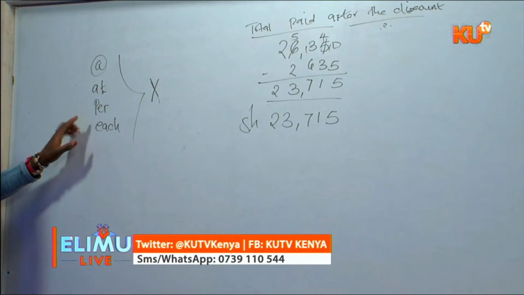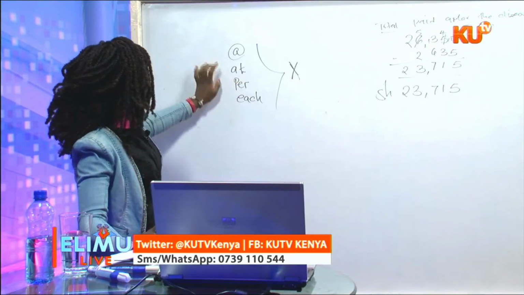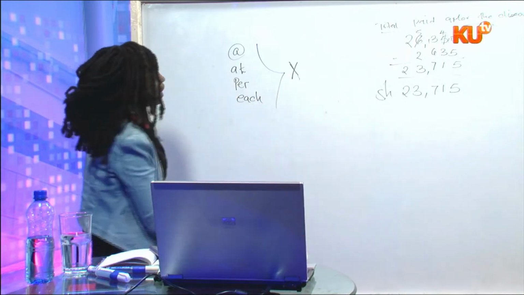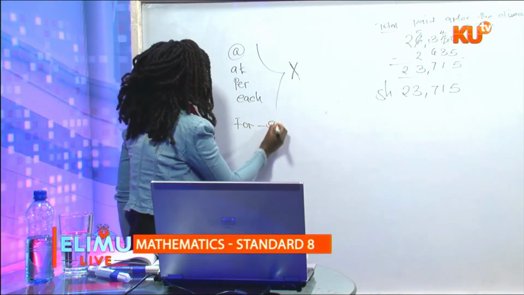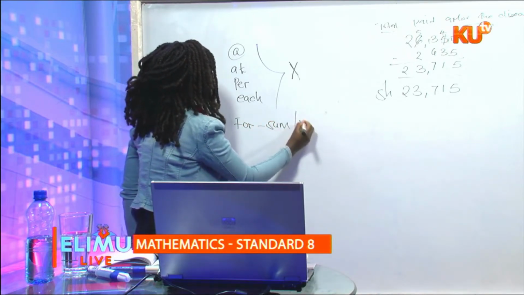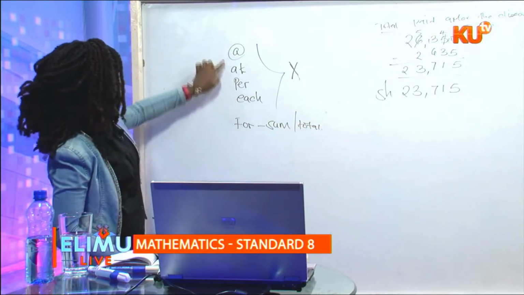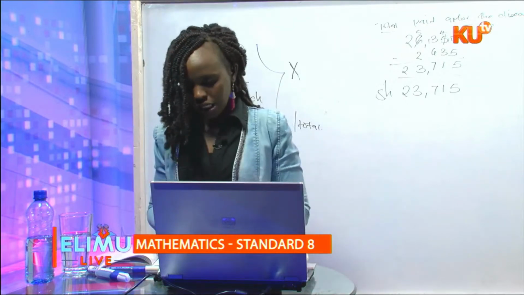The cost of one item. So that means you take the total amount of items and you multiply. So these signs, at, per, and each, they all mean you multiply. Apart from 'for'. 'For' will always give you the total or the sum, the total cost of the items. So for 'for' you don't multiply, but for the rest you multiply. And I think I've answered that question.